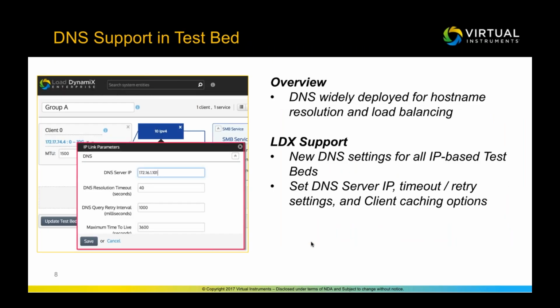Next, DNS support in testbed. For a long time, when you configured an IP testbed in Load Dynamics Enterprise, you could only specify the destination IP address of the SMB server, NFS server, or iSCSI target. For any IP-based testbed that you create, you have to specify the IP address of that destination storage array. So obviously, a pretty common case now is to specify a host name and rely on DNS to figure out the IP address.